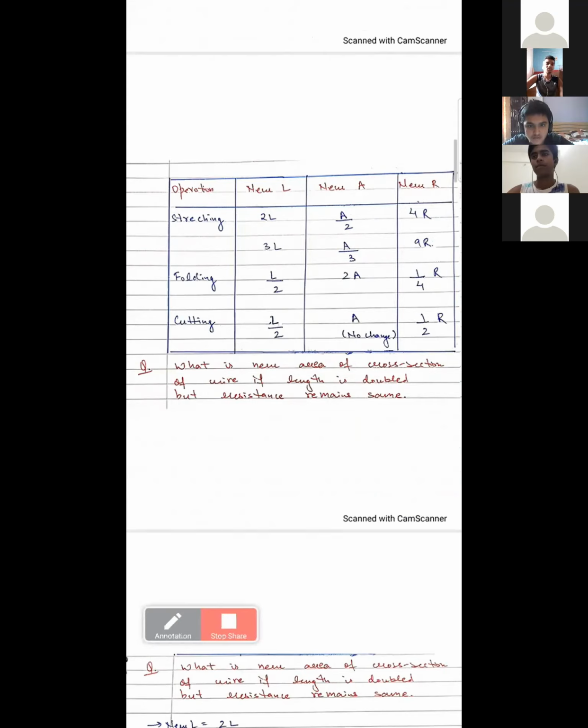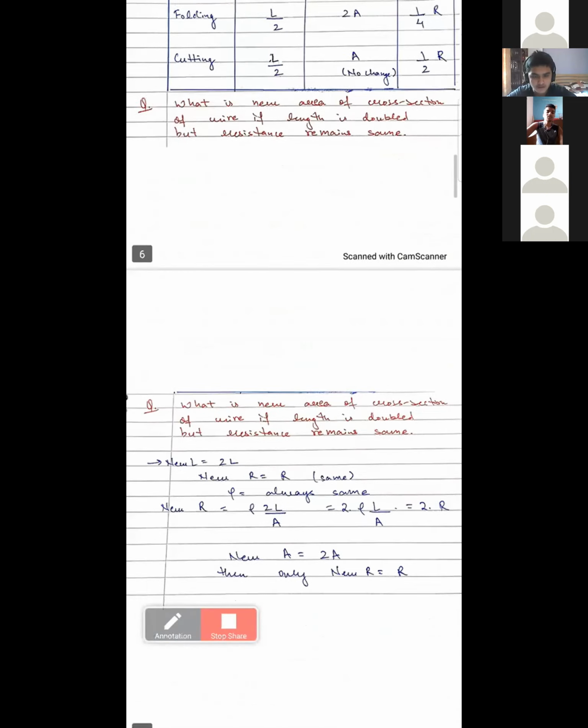So here the resistance is same. Length is doubled. What is the new area of cross section? By this you can say that length is doubled, that means area is half. But no, your resistance is same. So please read the question properly. Resistance is same. For same resistance, length is doubled.